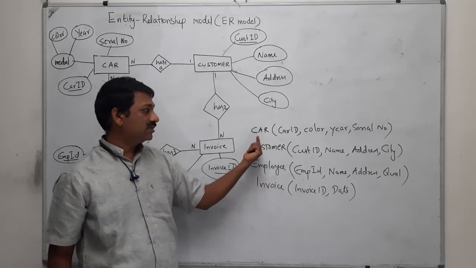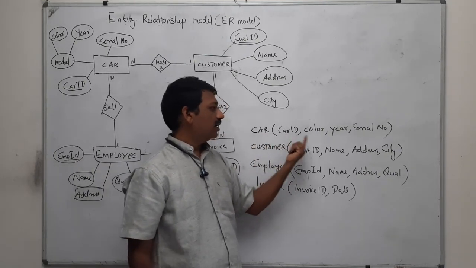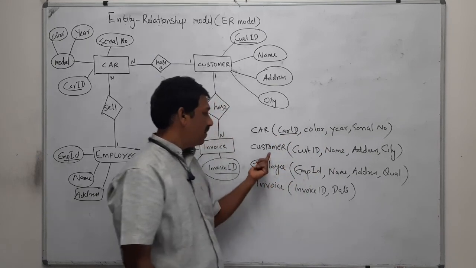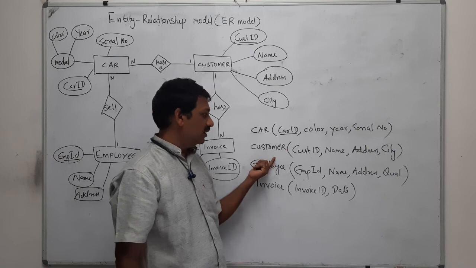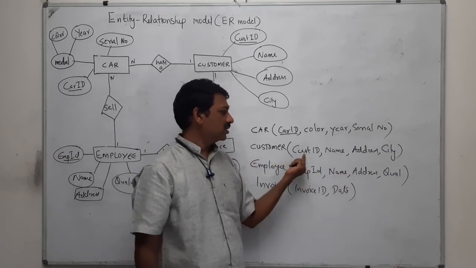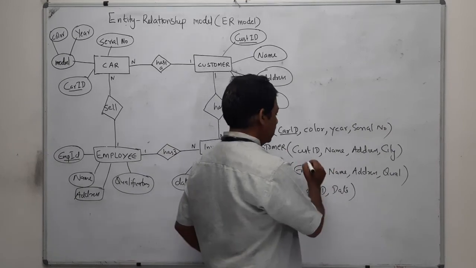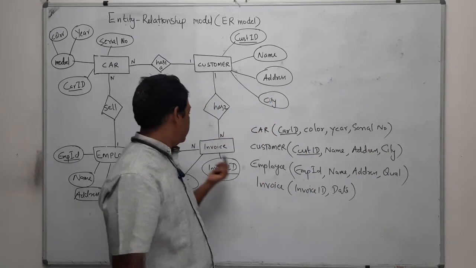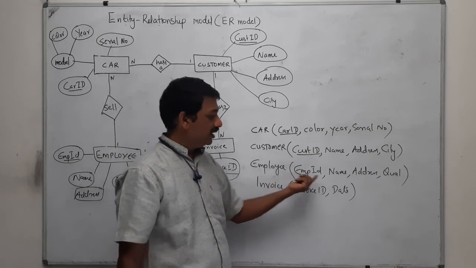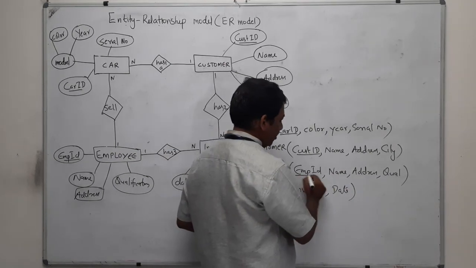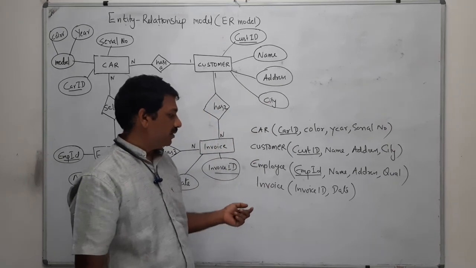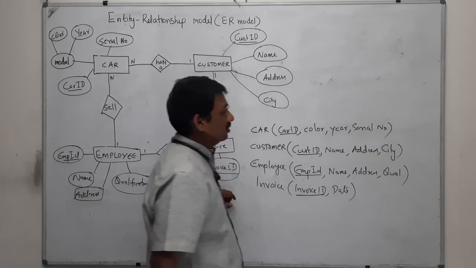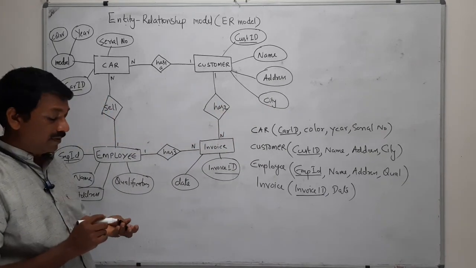That means you are going to have schemas like this. That means tables which are having car ID, color, year and serial number. In that case, we have chosen this car ID as a primary key. Customer table is having 4 attributes: customer ID, name, address and city. Among this, customer ID is chosen as a primary key. Then employee table, employee ID, name, address and qualification. Here employee ID is chosen as the primary key, and invoice is there. In that case, invoice ID is here. Invoice ID is the primary key.